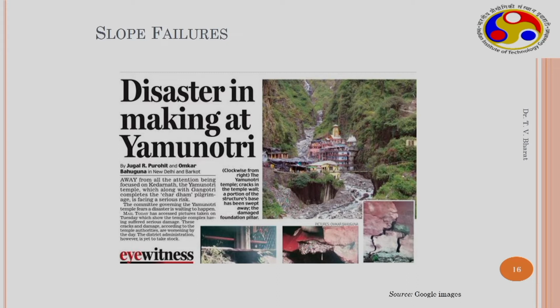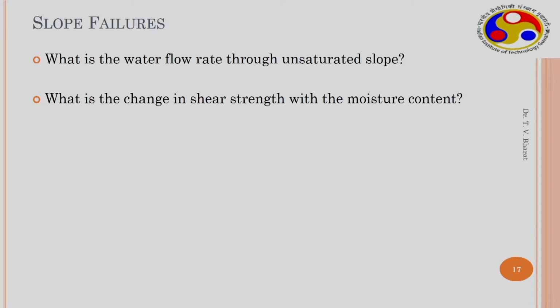This is another disaster we had seen recently in India. So essentially in these cases we need to answer these two questions. What is the water flow rate through an unsaturated slope? In our traditional soil mechanics, we only learn the flow behavior through a saturated soil system using Darcy's law. Whether Darcy's law is valid or not here is one question, because you have airspace through which water will not pass, but it may saturate eventually with time. So what exactly the flow behavior through unsaturated soils is, is one question.